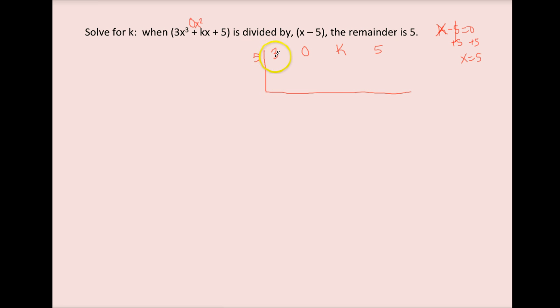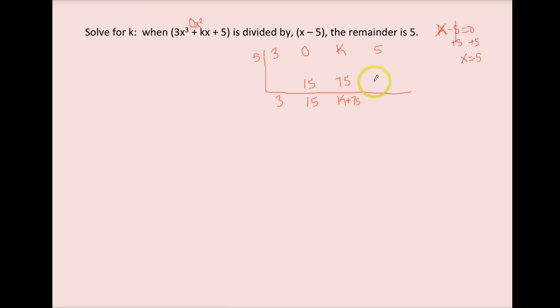All right, so let's get started. We drop the first number straight down, and then we multiply. 5 times 3 gives us 15. And we add: 0 plus 15 is 15. And we multiply. 5 times 15 is 75. We write that directly under the next value. And we add. Again, k and 75 are not like terms, so we cannot combine them. All we can do is write them as k plus 75.